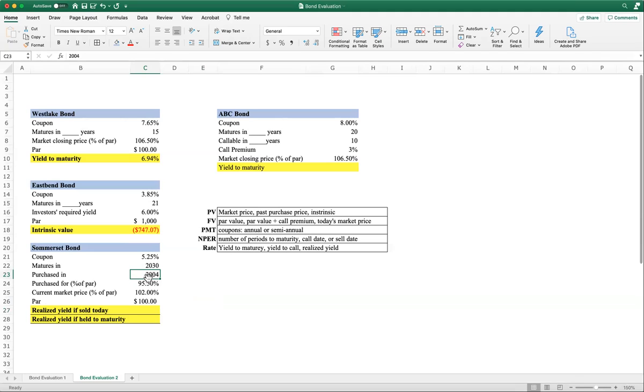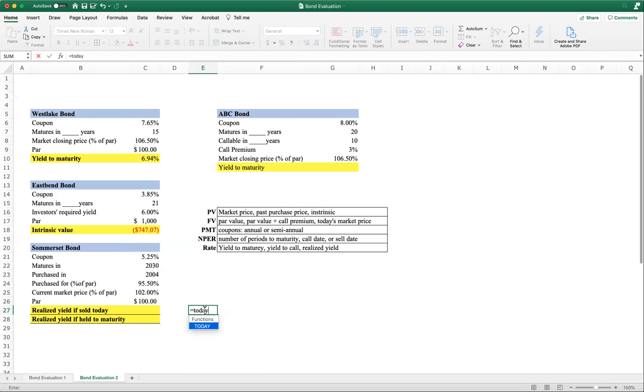So the effective holding period that you have if you sell it today is 2020 minus 2004, which is going to be 16 years, right? But if you sell it at the end of 2020, you will also get the coupon for 2020 as well. In that case, it will be 16 plus 1, 17 years, okay? So the realized yield if you sell today, we know the number of periods is going to be what?